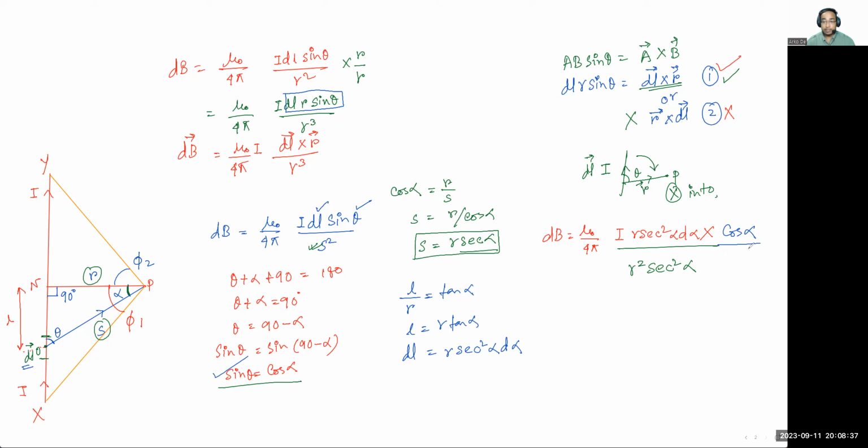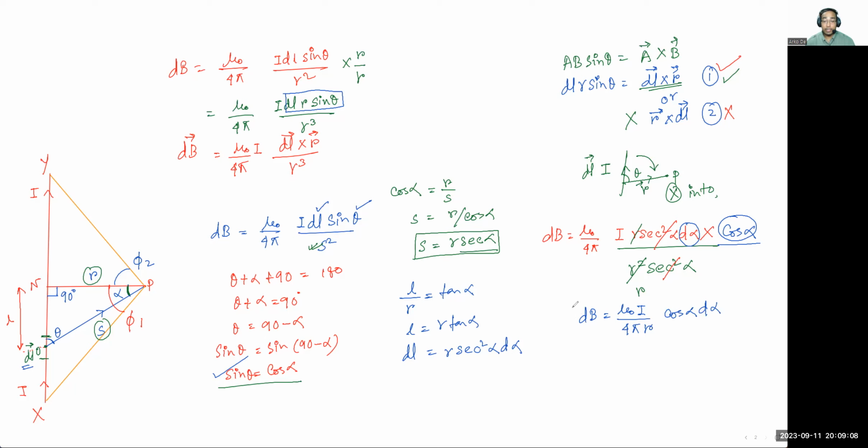Okay, so let us cancel the terms. R and R square cancel, R remains. Sec square alpha and sec square alpha cancel. The d alpha remains though. This is the d alpha and cos alpha. Both of them are going to remain. So we have dB as mu naught I divided by 4 pi R, and we have cos alpha d alpha.